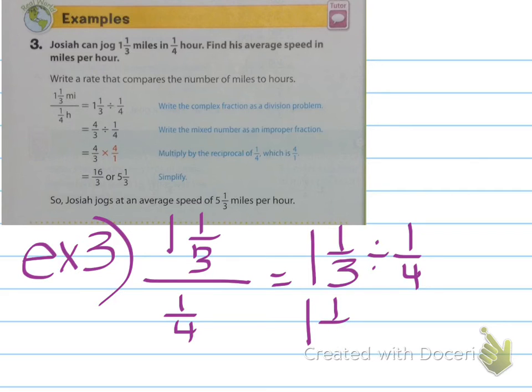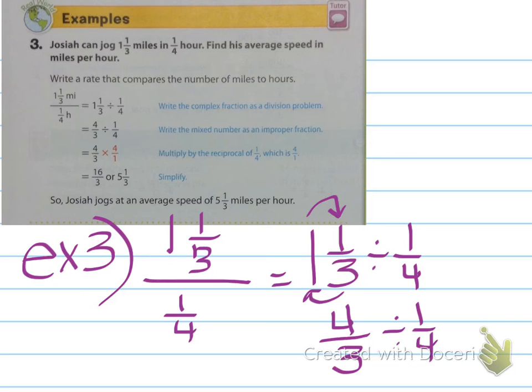Actually, let's go ahead and first change this to an improper fraction so we can get rid of our mixed number. So that's going to be multiply, then add, and then over the denominator. And then we can change this to multiplication with the reciprocal, and that will end up being 16/3.